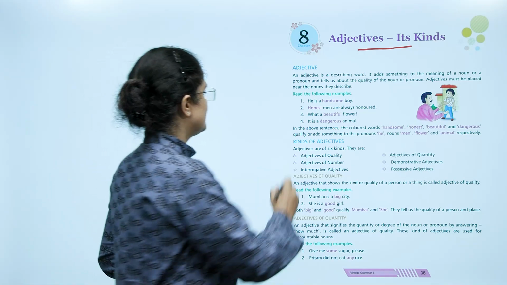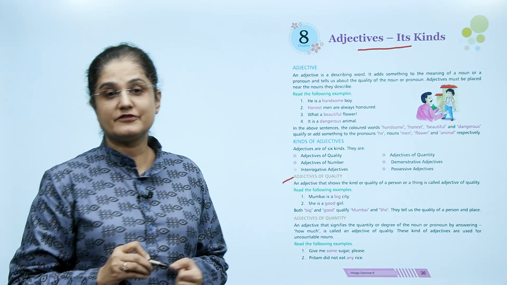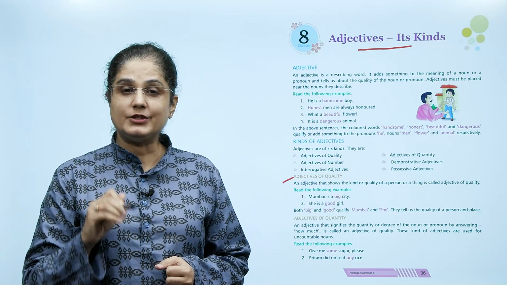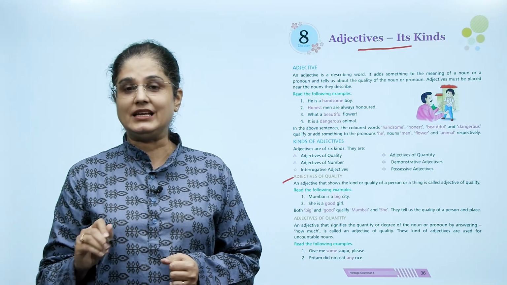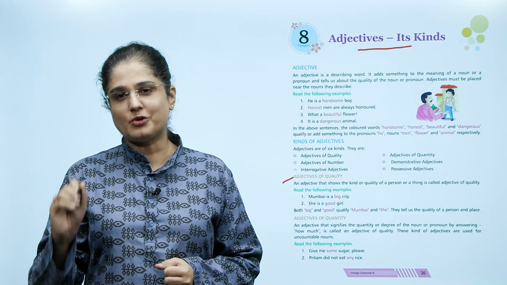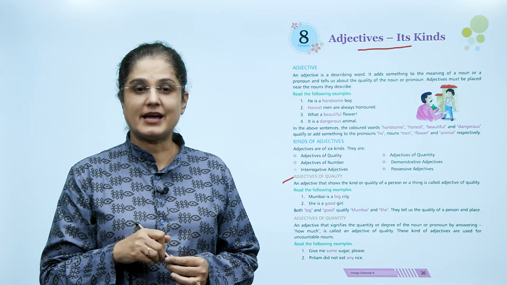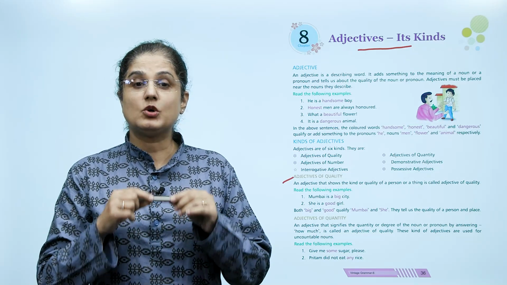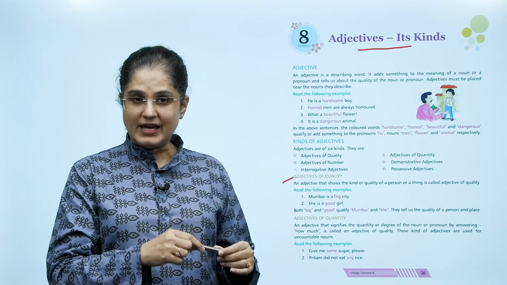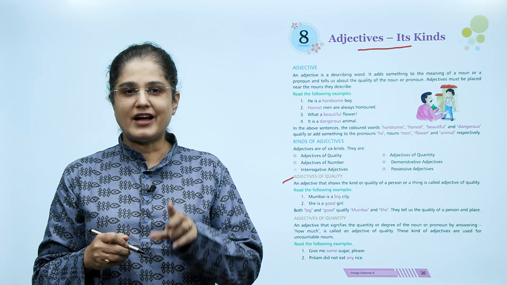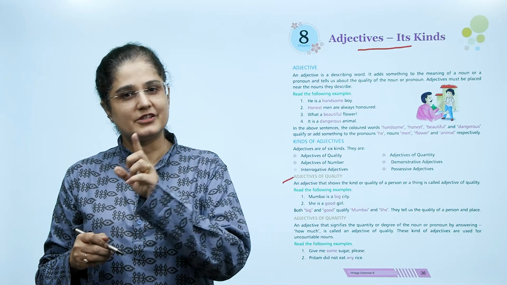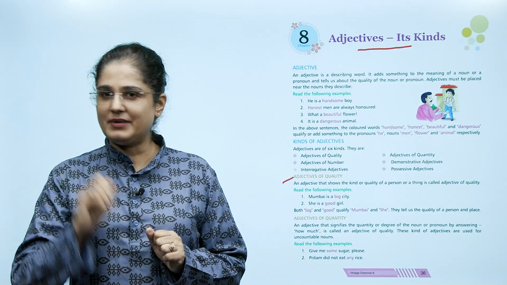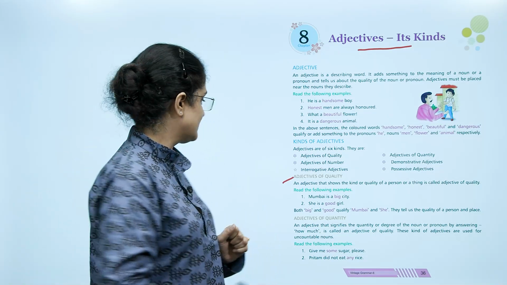Let us look at adjectives of quality. An adjective that shows the kind or quality of a person or a thing is called an adjective of quality. For example, Mumbai is a big city. She is a good girl. So both big and good qualify Mumbai and she. They tell us the quality of a person and place.